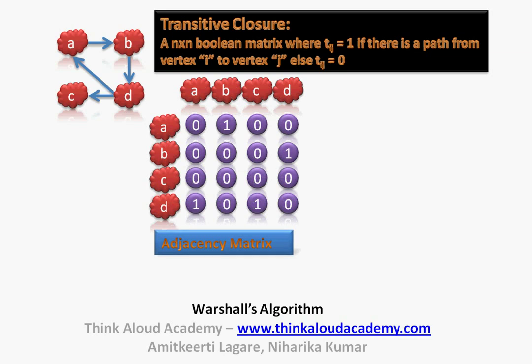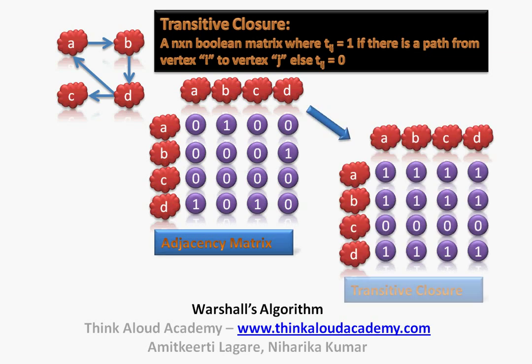So if this is my graph with the number of vertices and this is my adjacency matrix, which just shows immediate edges, that is from A to B or B to D, I have to start from this and then reach something called a transitive closure, which looks like this, which will tell me whether I can reach from one vertex to the other via multiple hops through other vertices. So Warshall's algorithm helps you start from the adjacency matrix and reach the final transitive closure for the graph.